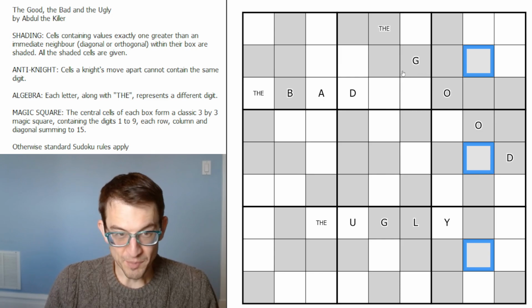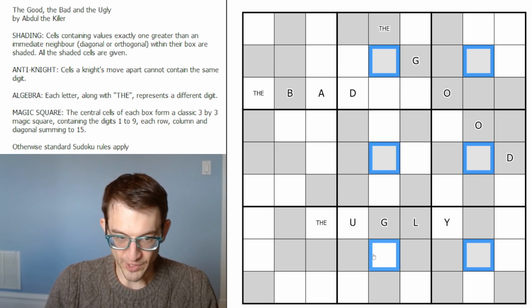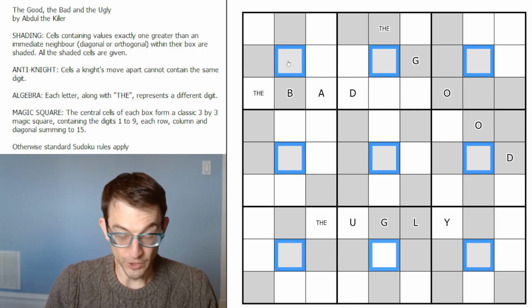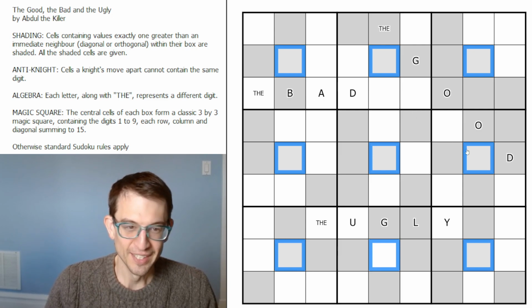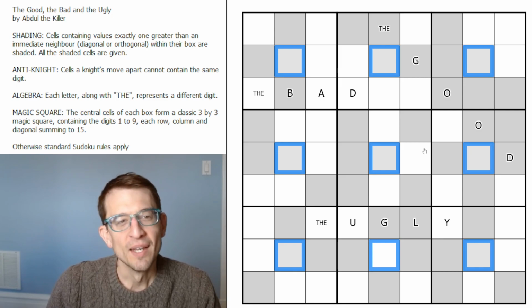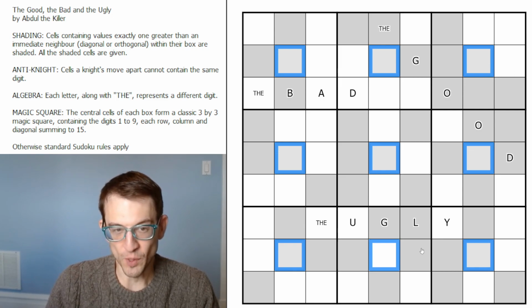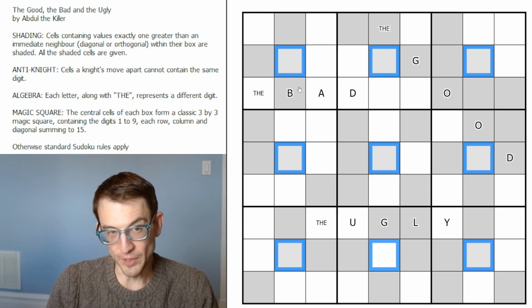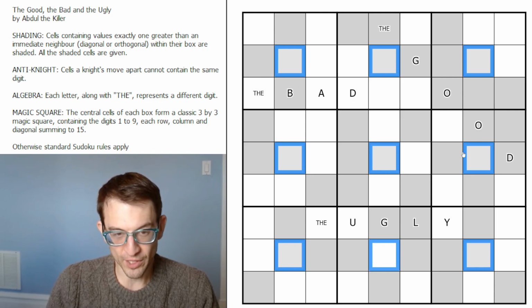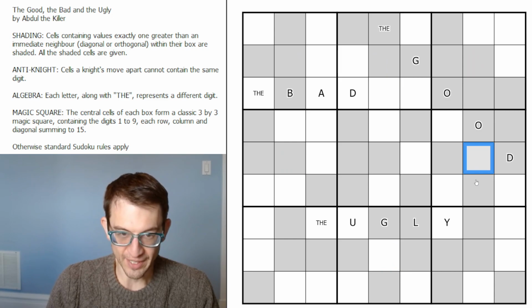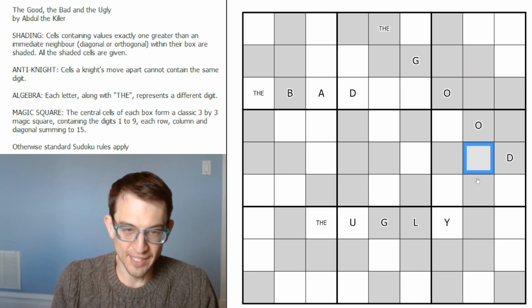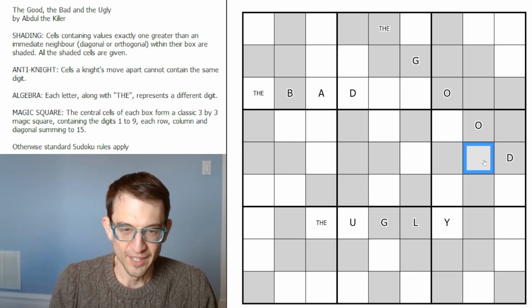I'm immediately drawn to this magic square constraint. It's actually quite restrictive for 2 reasons. One is interaction with the shading, and I think that's actually more interesting, so we'll start there. So with this magic square, I'm looking at every central square. And central squares in the shading puzzle are interesting for 2 reasons. The more intuitive reason it's interesting is, well, let's take a look at this cell here, and I put a number into it.